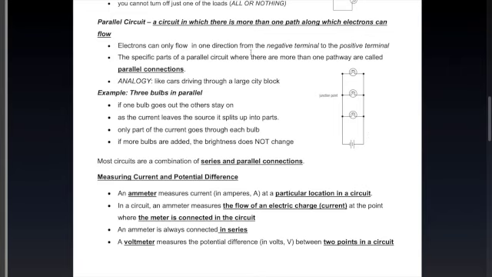So electrons, again, can only go one direction, from negative to positive, so that hasn't changed, right? The specific parts of a circuit where there is more than one pathway are called parallel connections, okay? So these two bulbs are connected in parallel across this other bulb, because we have a junction point here and a junction point there, or a connection point. And if I go up from both of those connection points, I have another bulb, right? So this second bulb is sort of stacked on top of the first one.